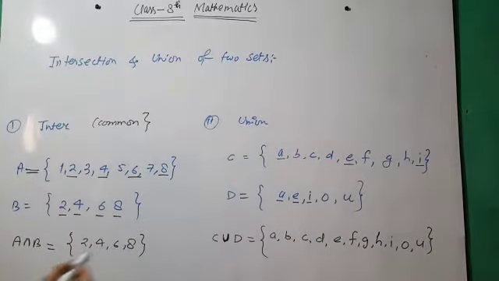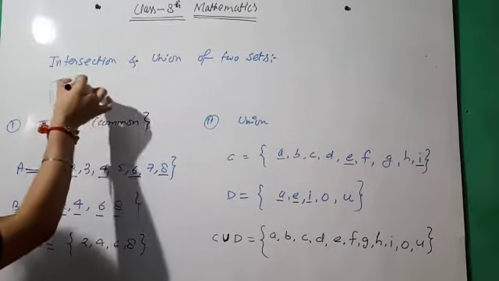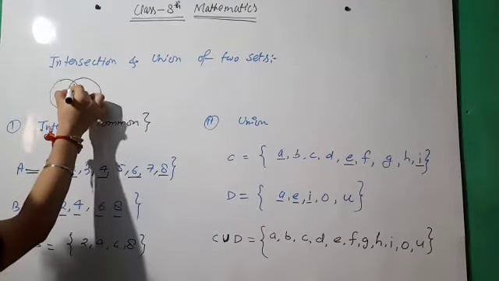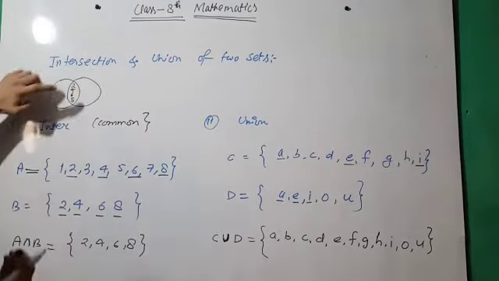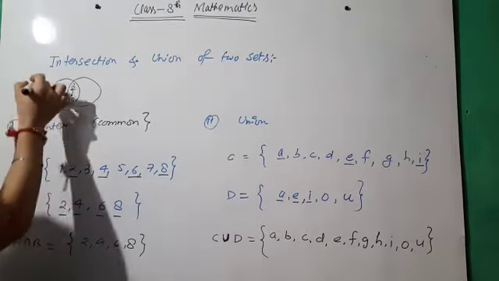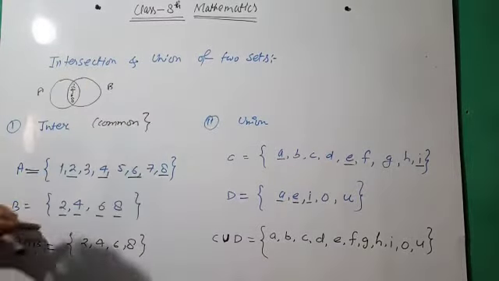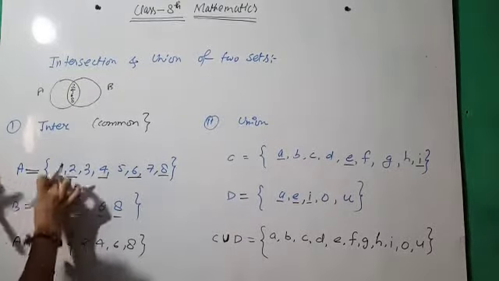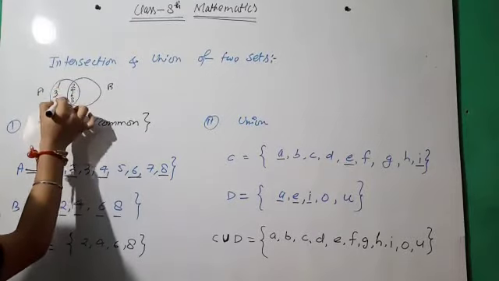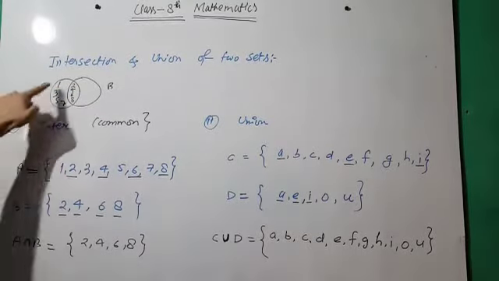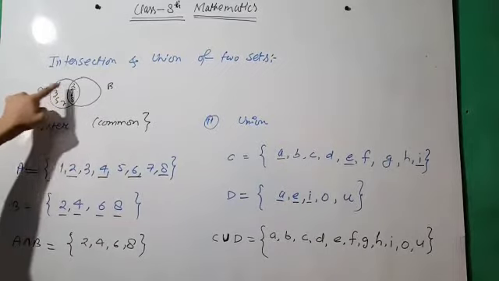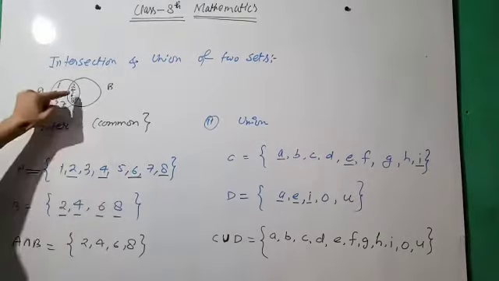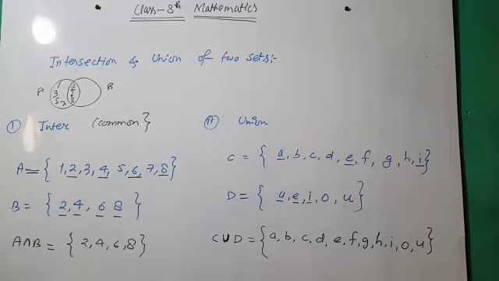If you represent A intersection B like this, intersection means common part 2, 4, 6, 8. Let this be A and B, so 2, 4, 6, 8 are the common part, and the rest of the elements of A are 1, 3, 5, 7. So circle A contains 1, 2, 3, 4, 5, 6, 7, 8, and circle B contains the elements 2, 4, 6, 8. I think this is clear now.